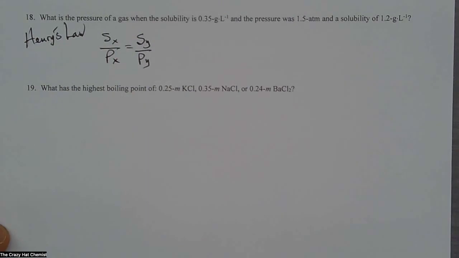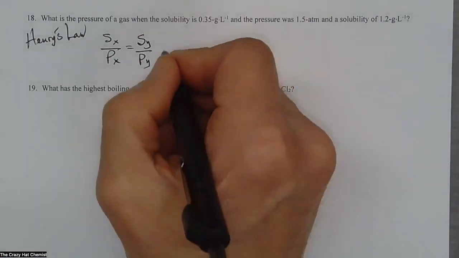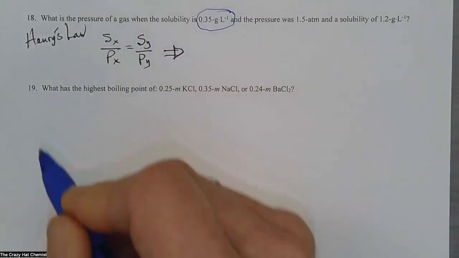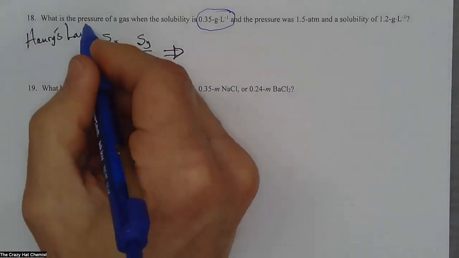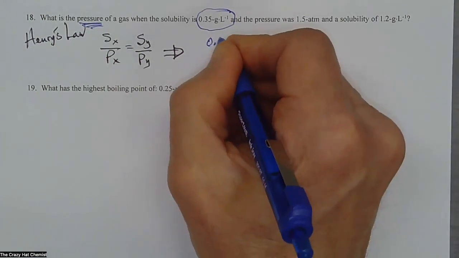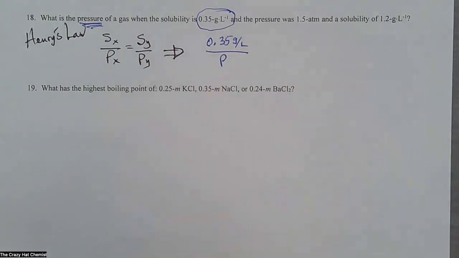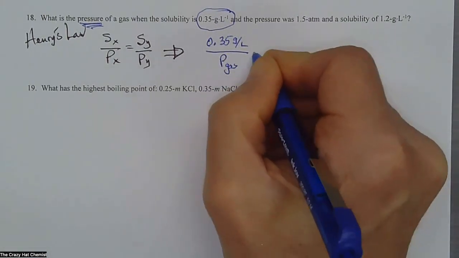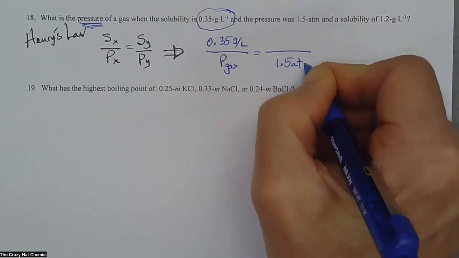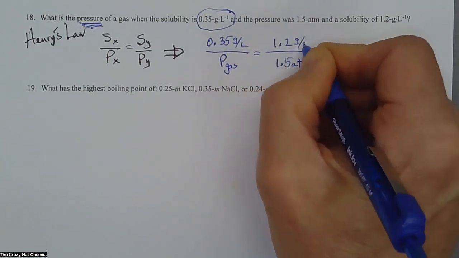All right, so that's what we're doing there. We're plugging into the Henry's Law equation. And so how we apply this here is we have this value. This is a solubility. And we're trying to find, it says, what is the pressure of that? So 0.35 grams per liter over the pressure of that gas, we're going to solve for that, is equal to the 1.5 atmospheres, and the pressure, sorry, the solubility is 1.2 grams per liter.